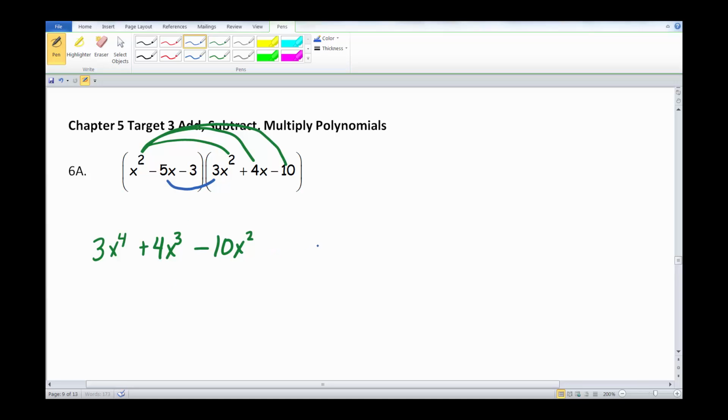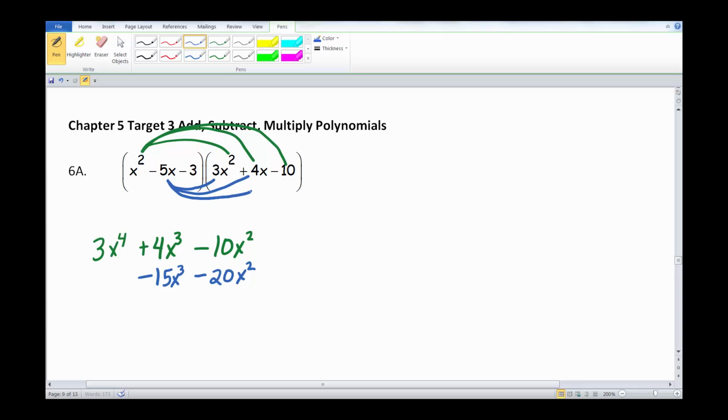I've seen a lot of people write this from left to right, but because I know that this is an x cubed, what I'm going to go ahead and do is place it right underneath the other x cubed term. So we have minus 15x cubed. Also, negative 5x times positive 4x comes out to be negative 20x squared. So I'm going to go ahead and place that underneath the x squared term. We have negative 20x squared.